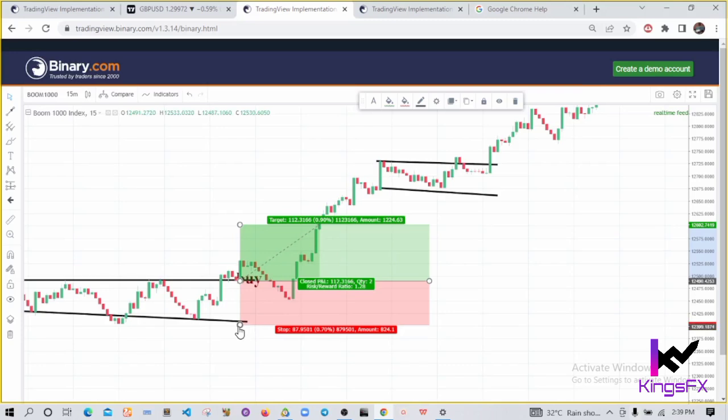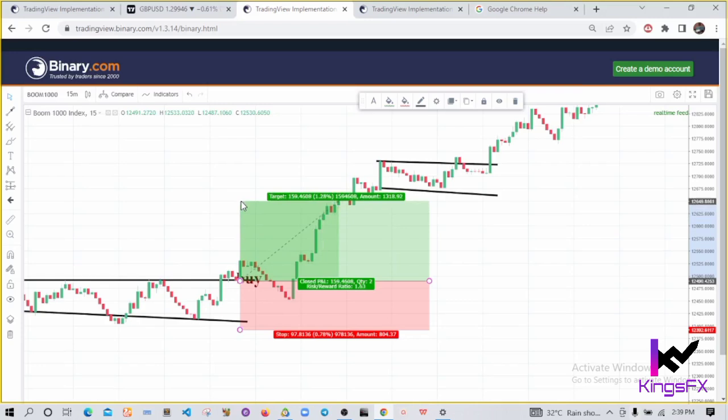Then our take profit should be twice our stop loss. Okay, twice our stop loss. So at this point, you can see we have our point, or percentage, 0.78%. Okay, we can use the percentage, we can also use the points, to calculate our take profit level. So it's very simple to calculate.